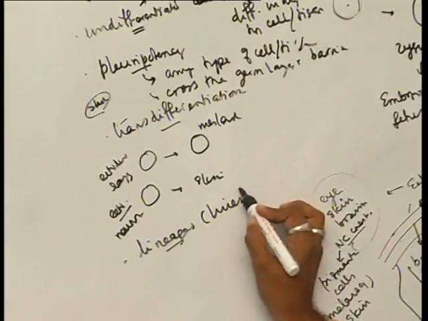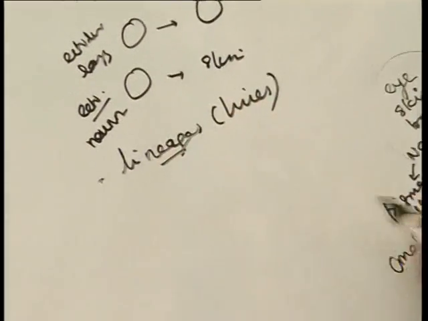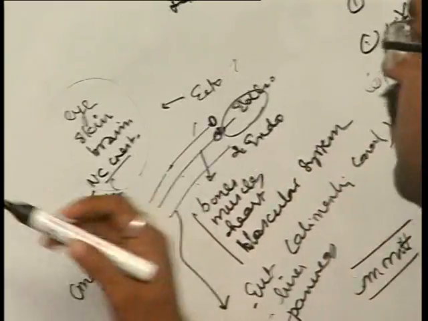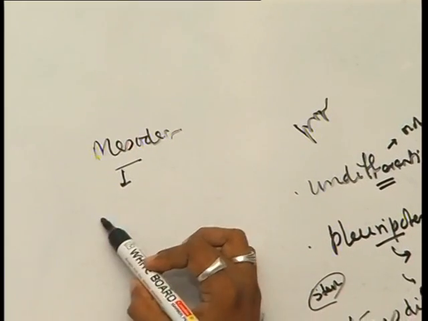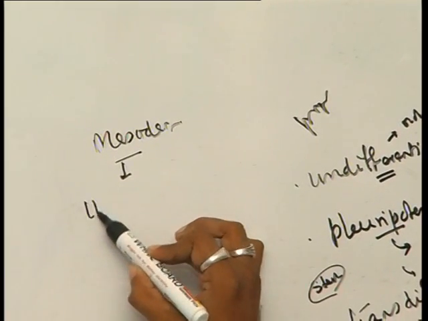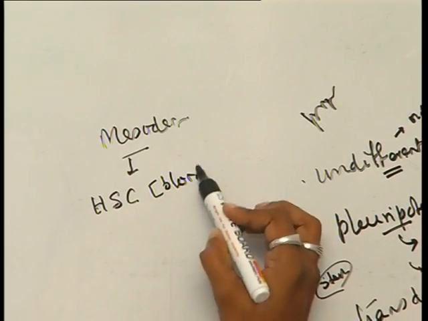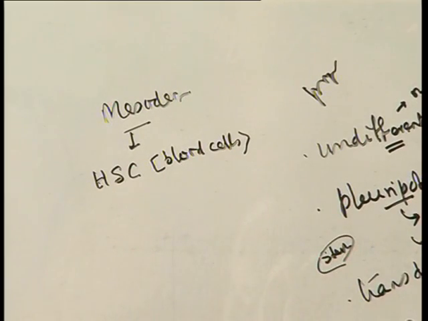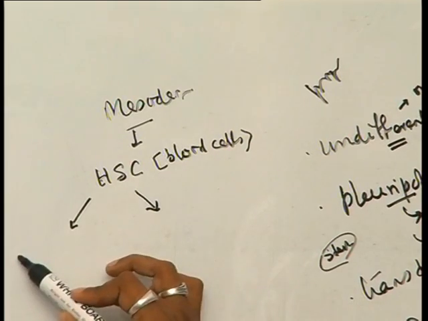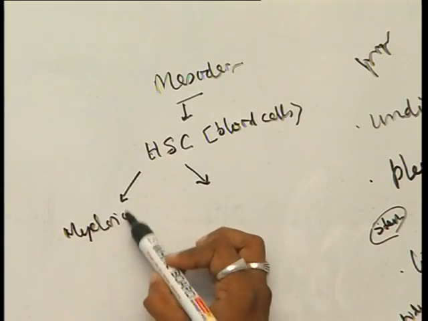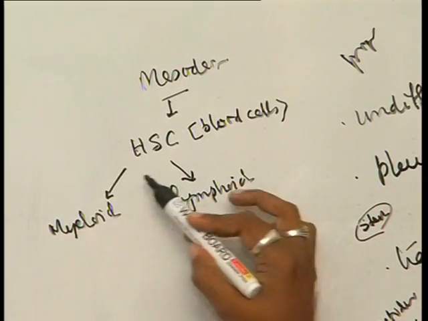Fourth, it can form lineages. Lineages means lines. What do you mean by line? For example, you take from the mesodermal layer the hematopoietic stem cell. The hematopoietic stem cell is the one that forms the blood cells. From this hematopoietic stem cell, two lines form. One is the myeloid one, another one is the lymphoid one. See, the lines are going here.